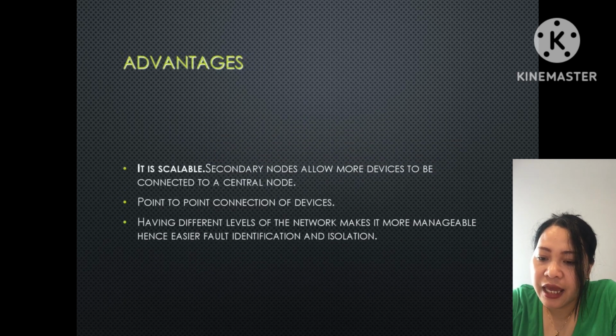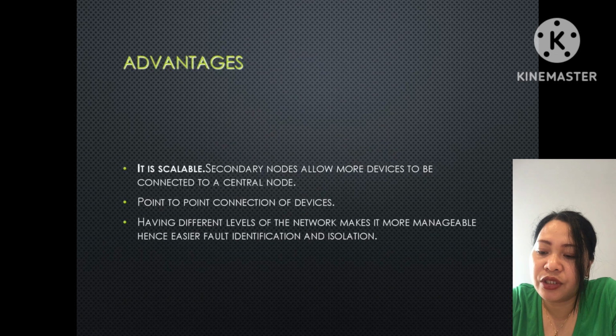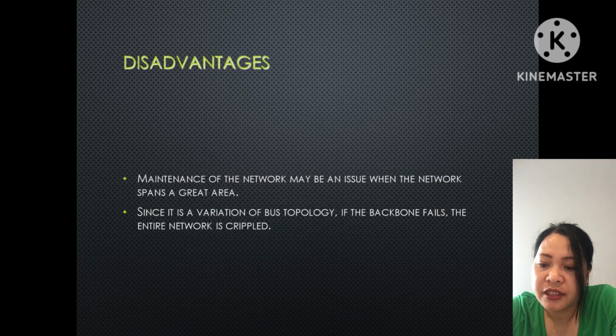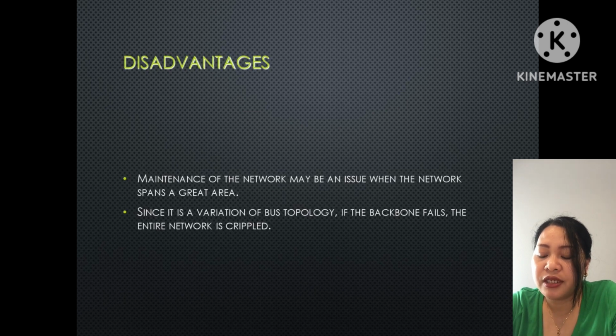Advantages: it is scalable. Secondary nodes allow more devices to be connected to a central node. Point-to-point connection of devices at different levels of the network makes it more manageable, hence easy fault identification and isolation. Disadvantages: maintenance of the network may be an issue when the network spans a great area, since it is a variation of bus topology. If the backbone fails, the entire network is crippled.